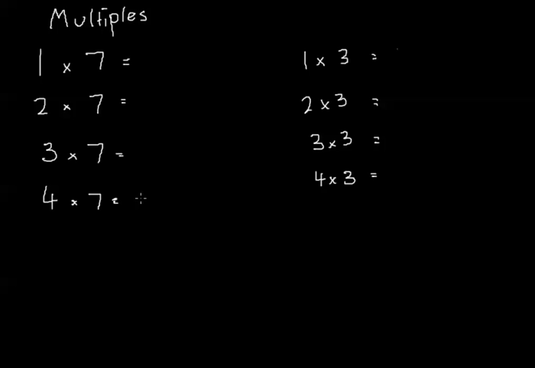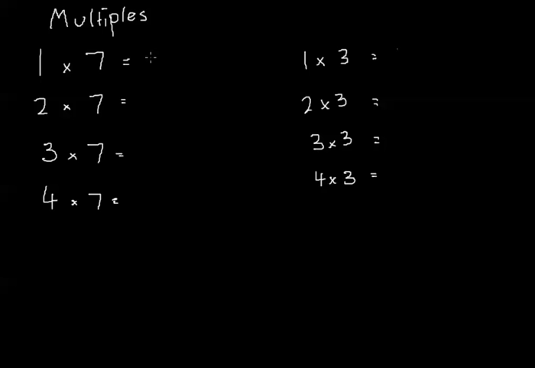Hi, so we're looking at multiples in this video today. Now, multiples are basically numbers that you get, or the solution that you get, after multiplying a number by an integer. An easy way of explaining this is through times tables. The results we get from our 7 times tables will be multiples of 7.